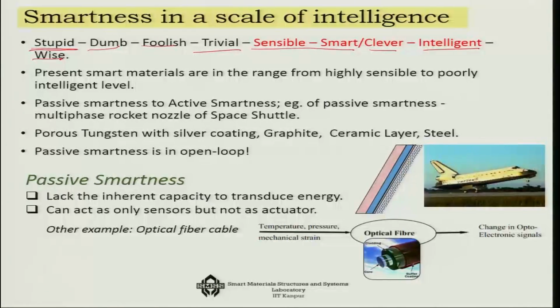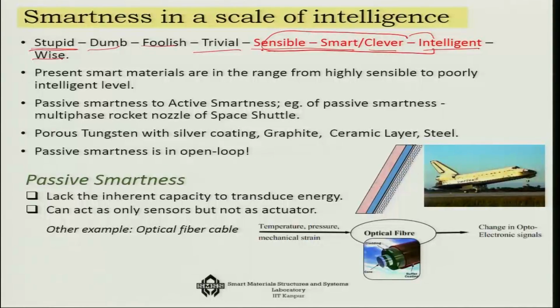Now, currently we are somewhere in the domain of highly sensible, so here till smart, clever, or maybe just reaching the poorly intelligent level. That means still we are not able to replace a living system completely by an artificial system. That is still something like a science fiction for us, but we can go very close to that with today's advanced materials. Now, there are actually two types of smartness. One is passive smartness and another is active smartness.